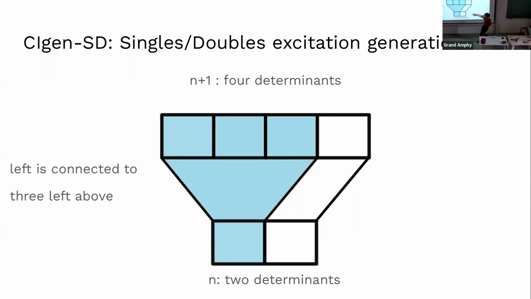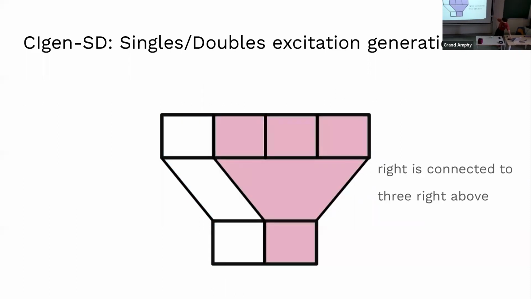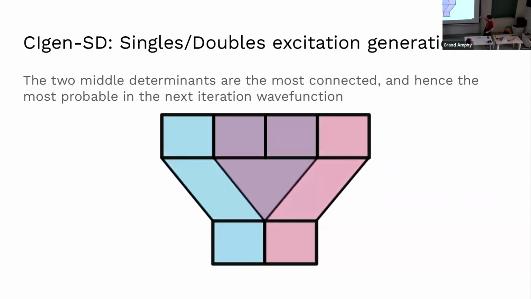Let's say the left one is connected to the three on the upper left, and the right one is connected to the three on the upper right. This means that the 2 middle ones are connected to both. And so if I randomly generate, with a uniform probability, single or double substitutions from those 2, I will obtain those 2 middle ones with more probability than the 2 on the extremity.